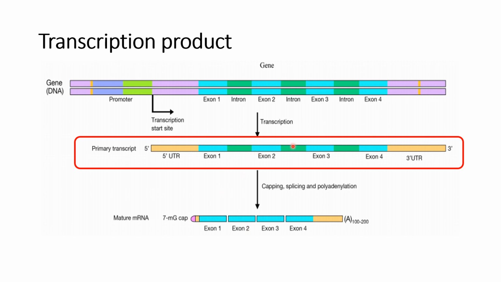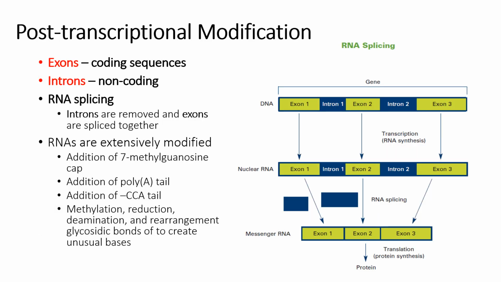Kapag na-splice na yung mga introns, meron na tayong mature mRNA product here. This mature mRNA will be used for the translation process later. Tingnan natin to. Mayroon tayong tinatawag na post-transcriptional modification, after transcription. So, yung initial product ng transcription or RNA synthesis will undergo certain modification. Isang process of post-transcriptional modification is RNA splicing.